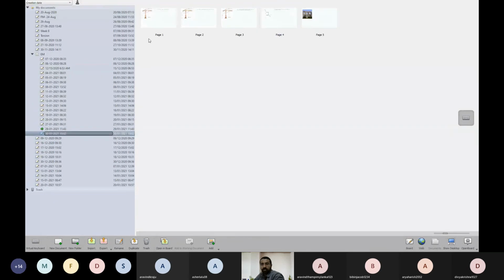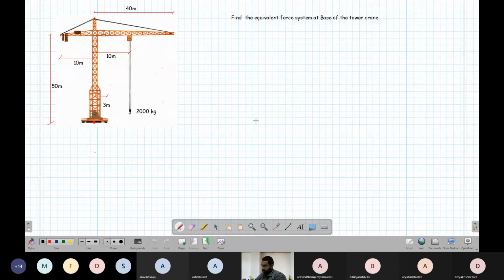Now what we have to see is we'll solve some more problems. So yesterday I just told you this problem. This is a crane, which we use for construction. This crane is used to lift objects, reinforcement, concrete, and so on.